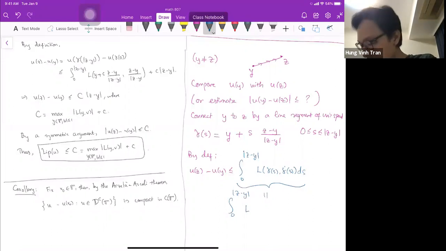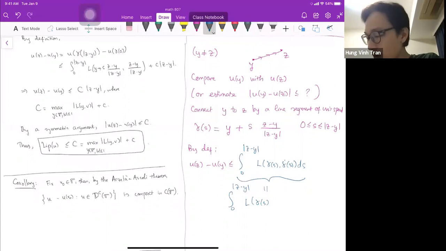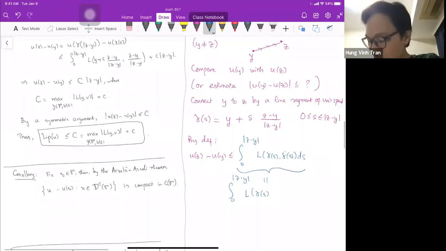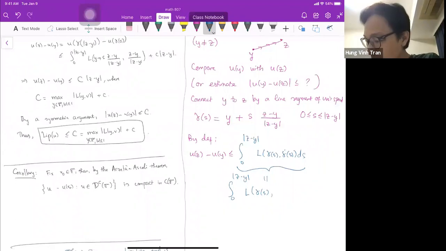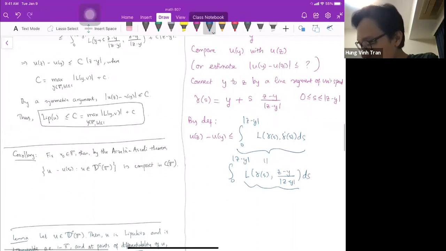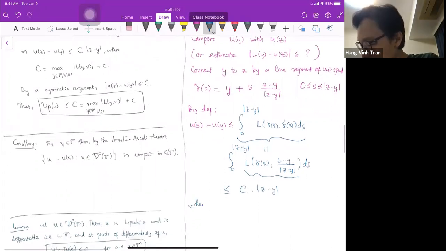L of gamma is something. You can just keep it L of gamma. I don't even need to bother to write out gamma because gamma is just in a torus, right? So it's bounded. Again, if we are dealing with something non-compact, then we have to be careful. Weak KAM theory for the non-compact setting might be really challenging. If I take gamma dot, it's just unit speed, (z minus y) over |z minus y|. So you see that this is bounded, right?